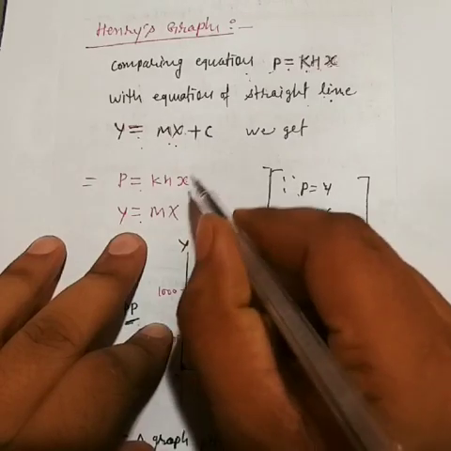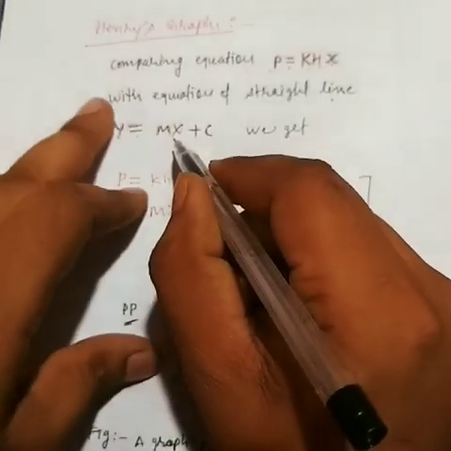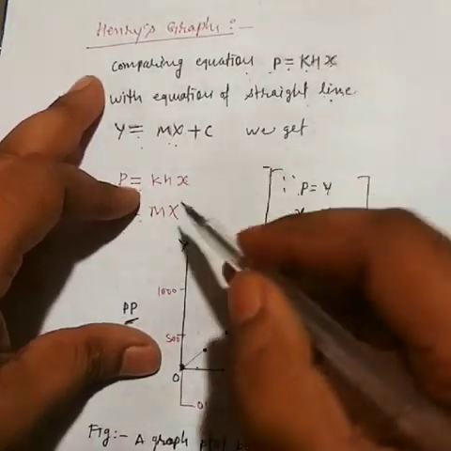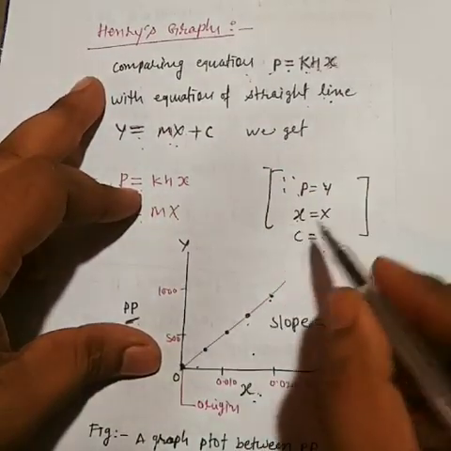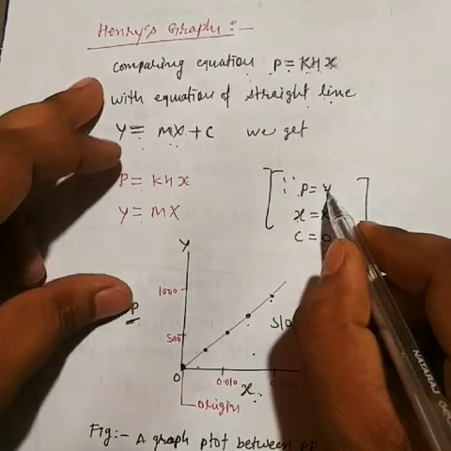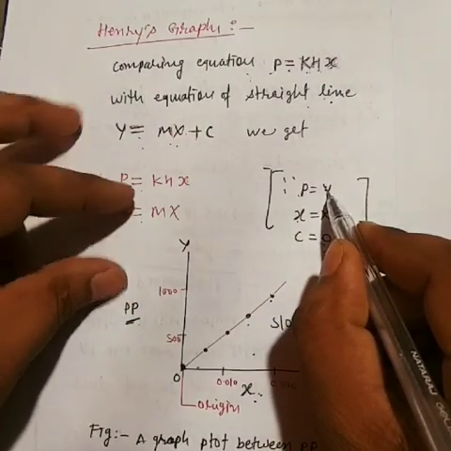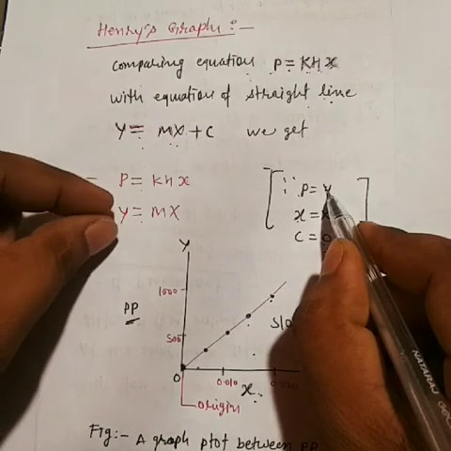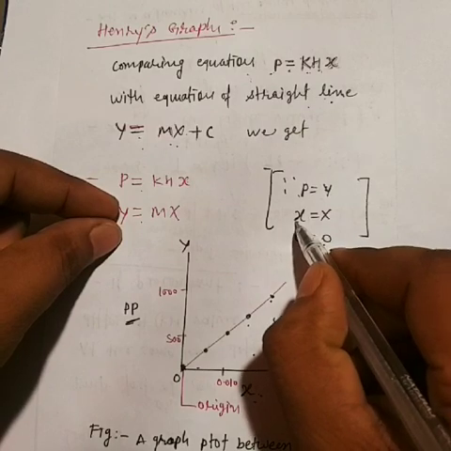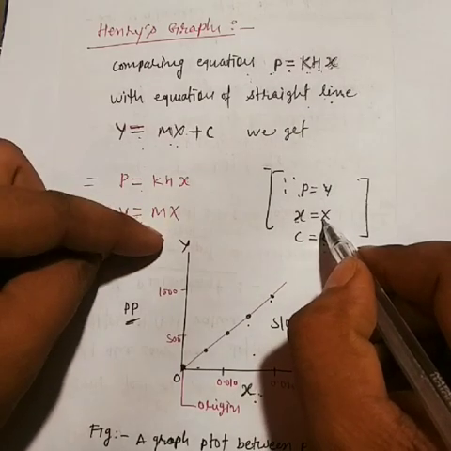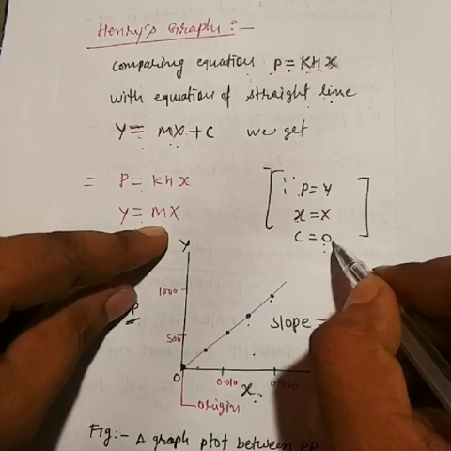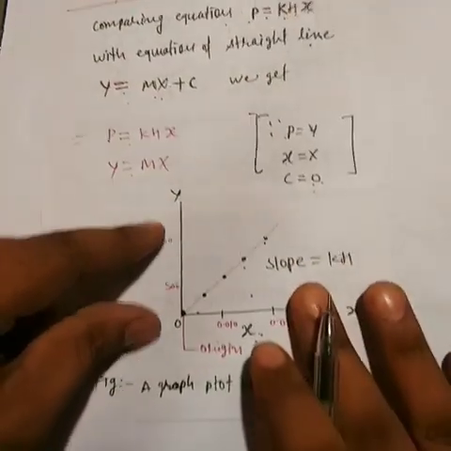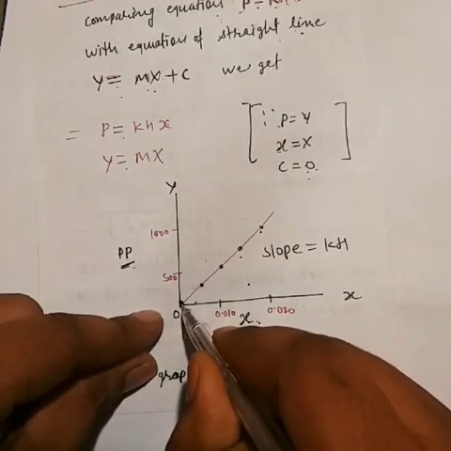That means, as we know, y = mx + c, where c is the intercept. So here c is 0. Now see, P is equal to y. In that case, if we compare the line equation with Henry's law, P is equal to y, x is equal to the mole fraction, and c is equal to 0. That means there is no intercept, so the line will go through the origin point.